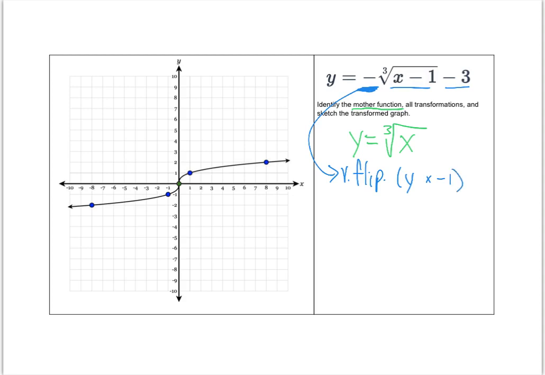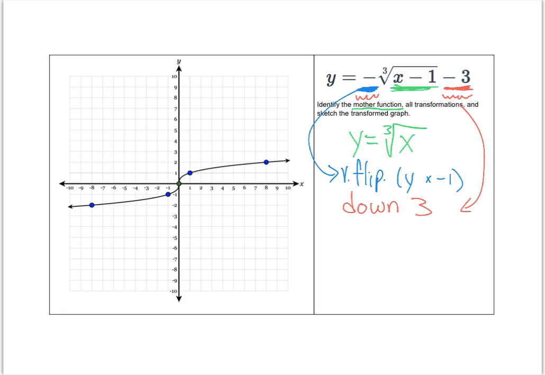The other vertical transformation we have is the -3 at the end. One of the things that's really important to know is that stuff on the outside of a function is going to govern our vertical transformations. Stuff on the inside is going to be horizontal. A -3 at the end is going to tell us that we are then, after flipping or multiplying by -1, sliding our graph down 3 units.